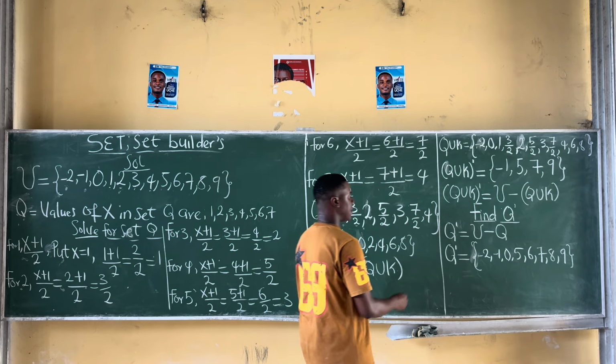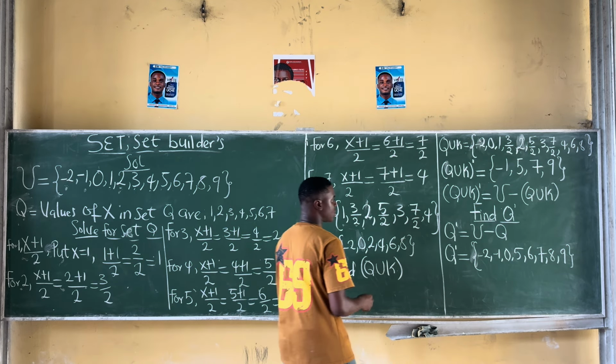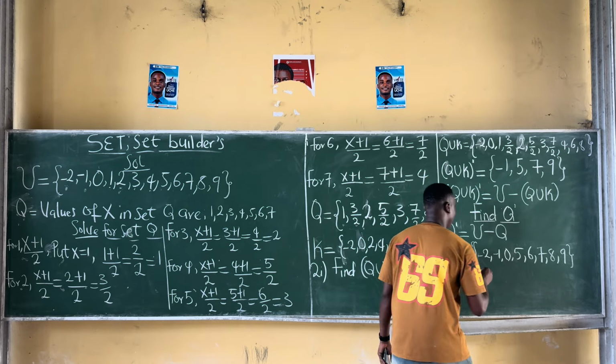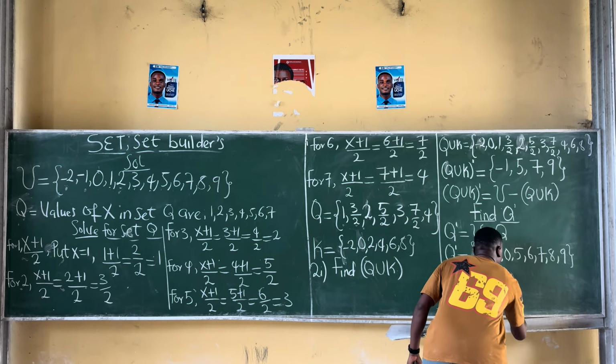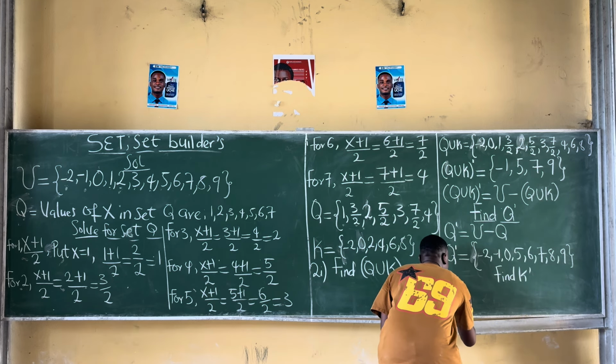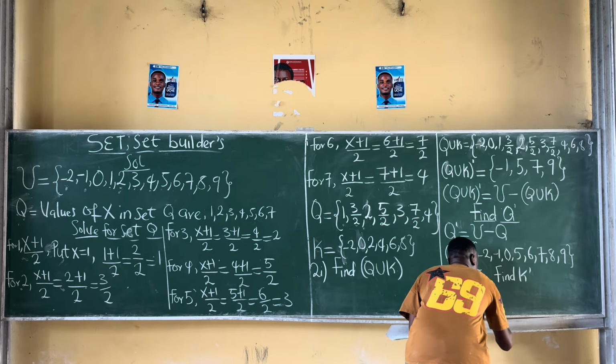So now we have listed Q prime. Now the next task is to find what? K prime, right? So we find K prime. K prime is equal to U minus K.